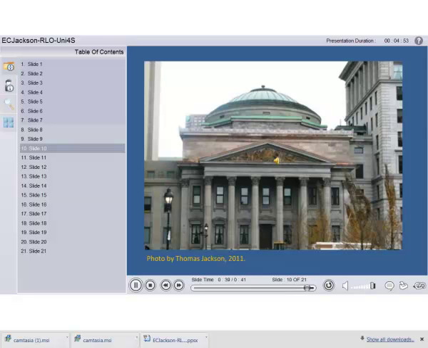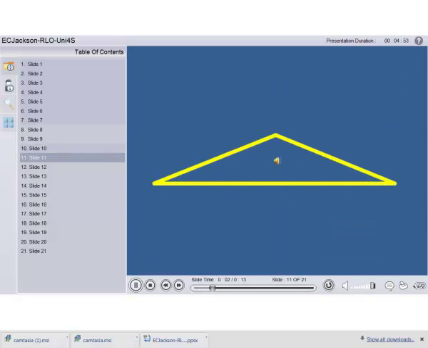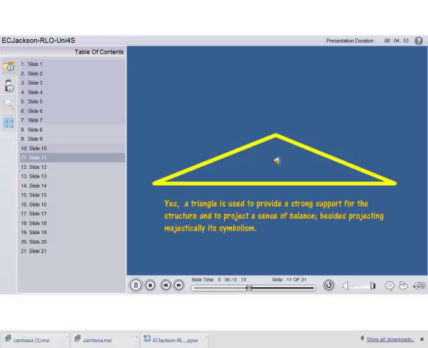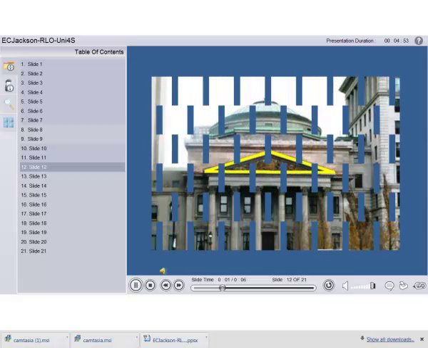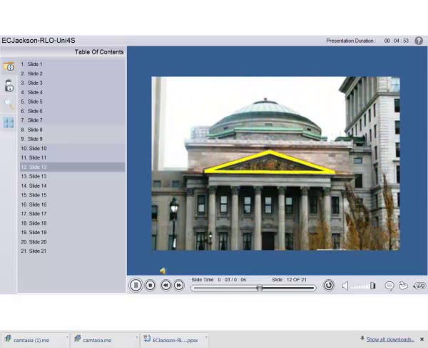Can you identify one of the shapes? Yes, a triangle is used to provide strong support for the structure and to project a sense of balance, besides projecting majestically its symbolism. That's right. Here we can see it in bright yellow.